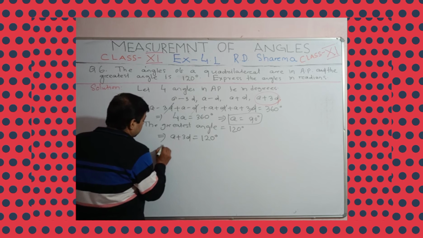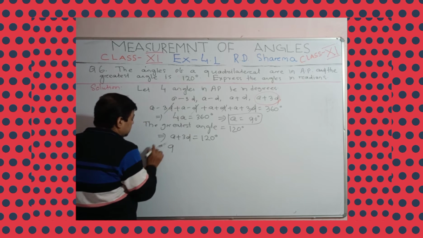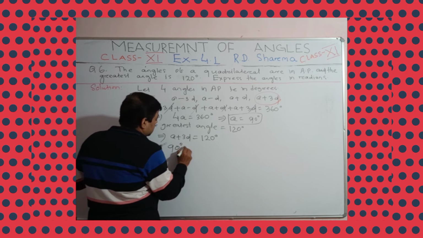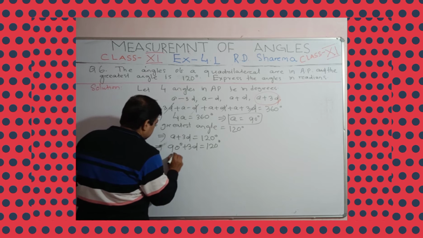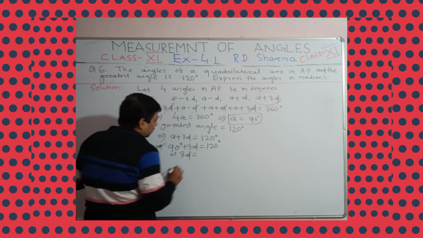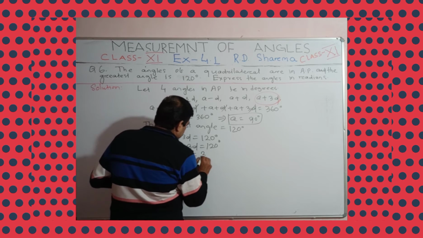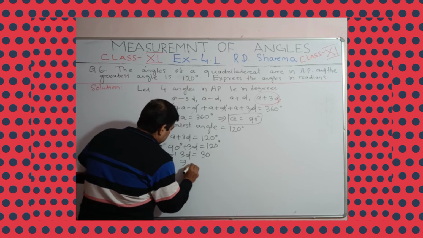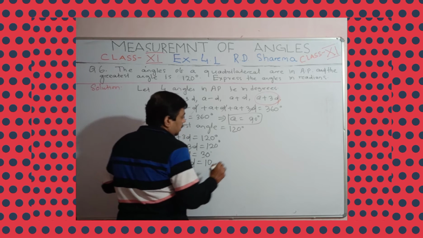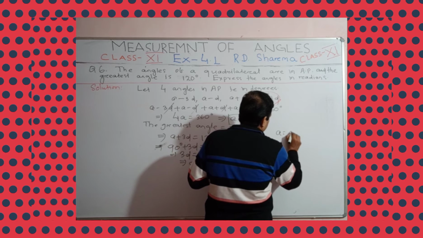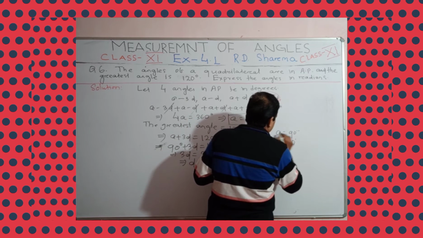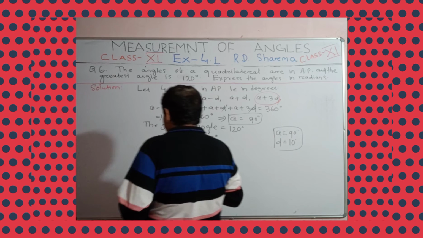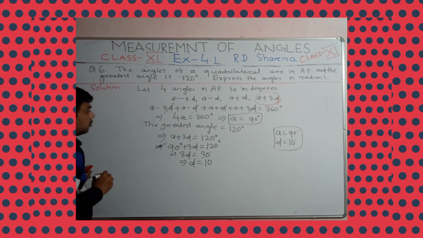That implies in place of A write 90. So 90 degrees plus 3D is equal to 120 degrees. So 3D is equal to 120 minus 90, which is 30 degrees. So D is equal to 10 degrees. So we got D is equal to 10. Here A is equal to 90 and D is equal to 10 degrees. Then you find out the four angles of the quadrilateral.